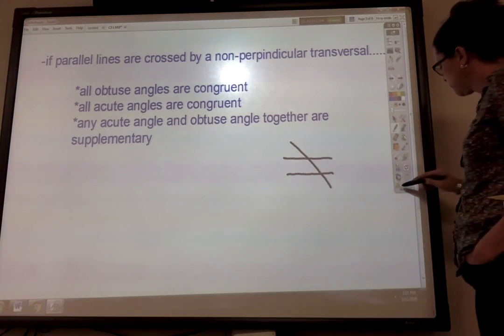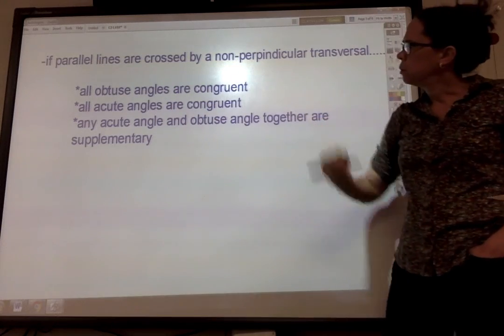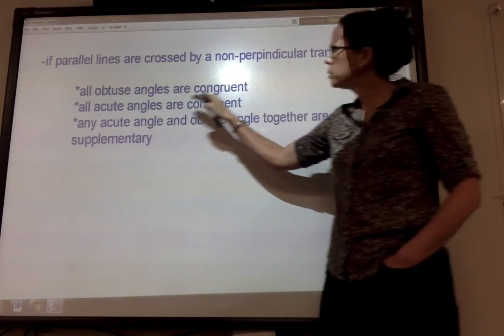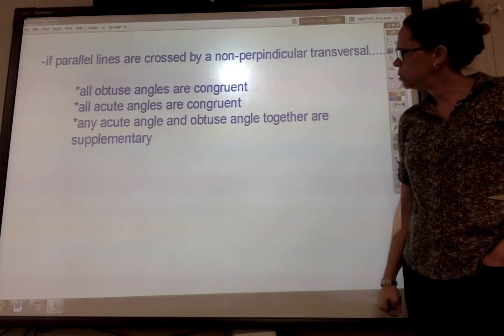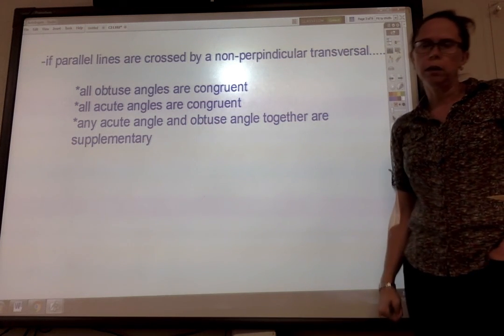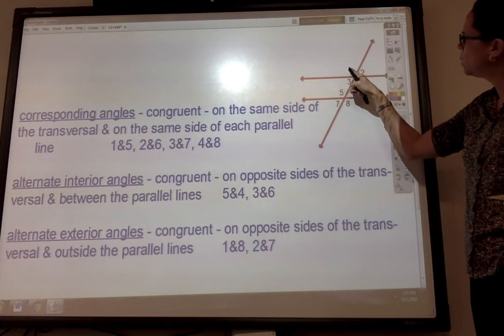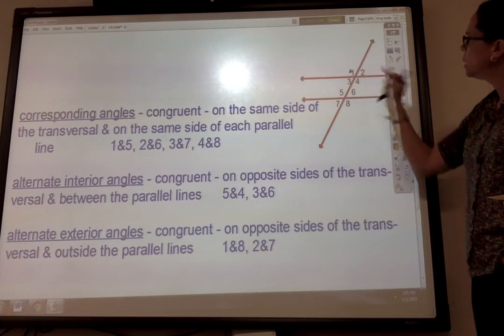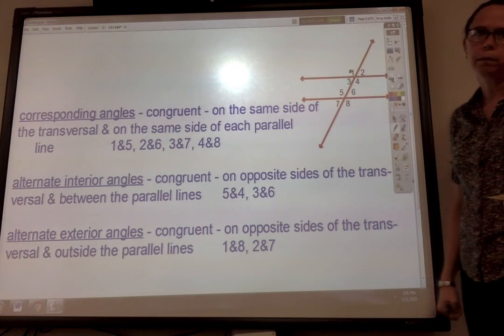Okay? So, all the obtuse angles that are created are congruent. All the acute angles that are created are congruent. Any acute angle and obtuse angle together are supplementary. So if I'm looking back at this one that I created a minute ago, if I combine angle 1, which is obtuse, and angle 2, which is acute, if I put them together, they have to be supplementary. Okay?